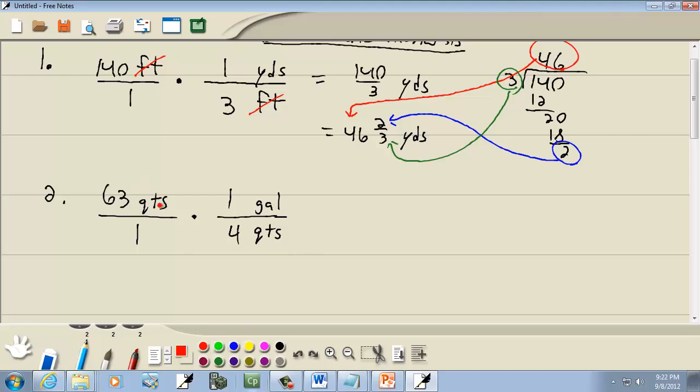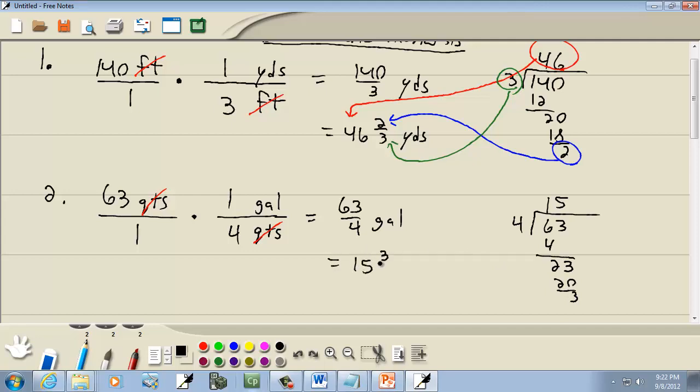Well, dimensional analysis. If quarts is here and quarts is here, you can cancel them. One's on top, one's on the bottom. And then 63 over 4 gallons. Now if I do my division, 4 goes into 6 one time. 1 times 4 is 4. So that'd give us 23. And this would be 5. 5 times 4 is 20 with 3. So this becomes 15 and 3/4 gallons.